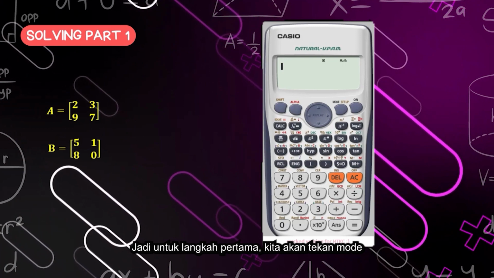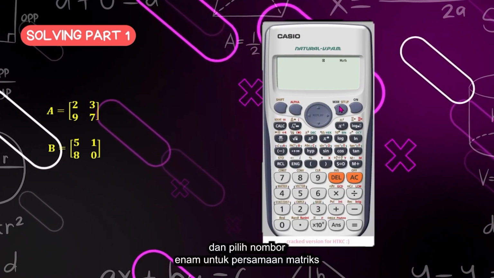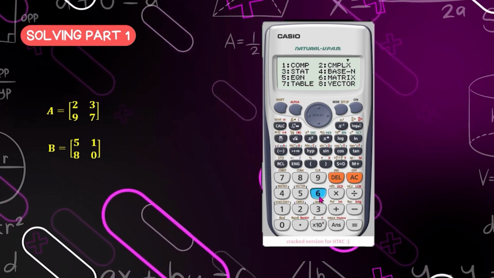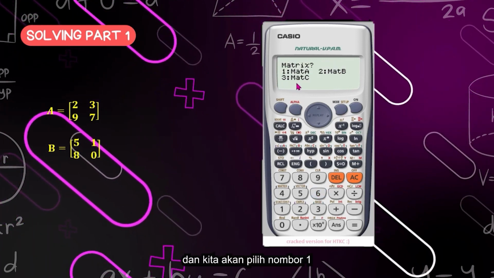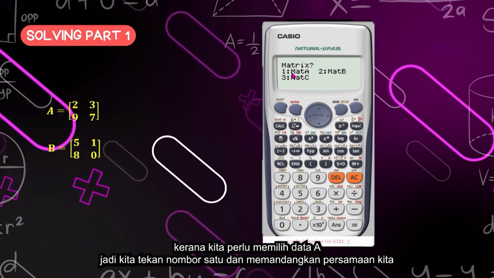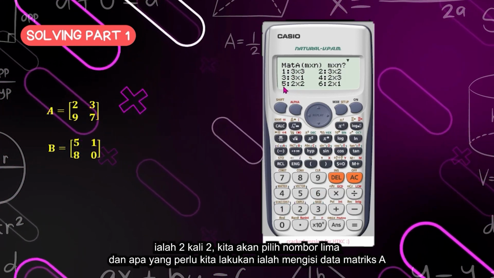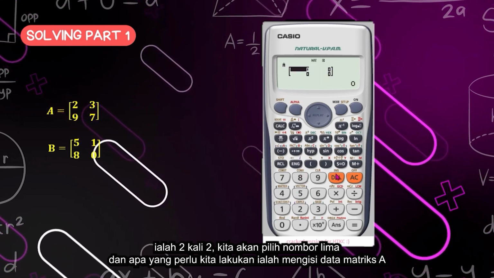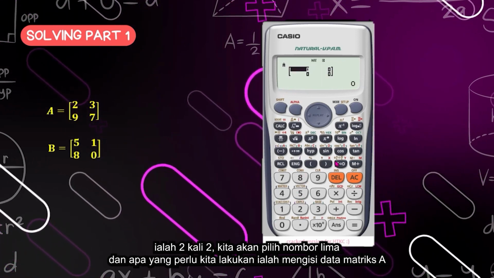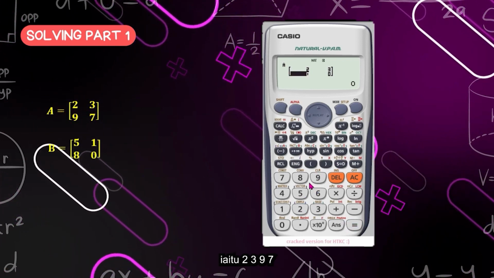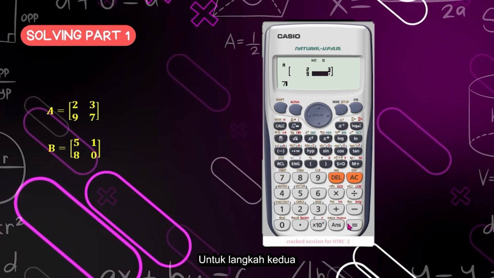So for the first step, we will click mode and select number 6 for matrix equations, and we will select number 1 because we have to select data A. So we click number 1, and since our equation is 2 by 2, we will select number 5, and now we have to fill in the matrix A data, which is 2, 3, 9 and 7.